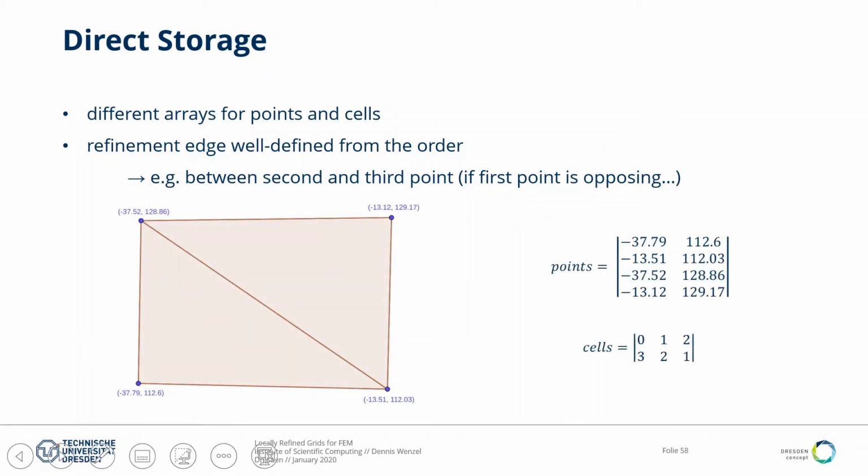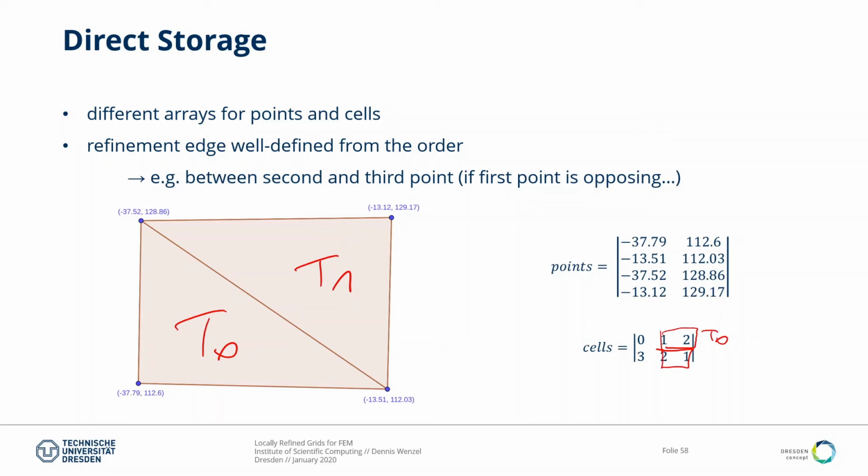So if you have something like this here with some weirdly given coordinates, that's also something you have to get used to. Then your points array is simply 4 times 2, because we have 4 points and dimension 2. And cells is a 2 by 3 matrix, because we have 2 cells and every cell is a triangle. And then the refinement edge on cell T0, so here's T0, is between point 1 and 2. And for T1, it's between point 2 and 1. Nothing happening here.